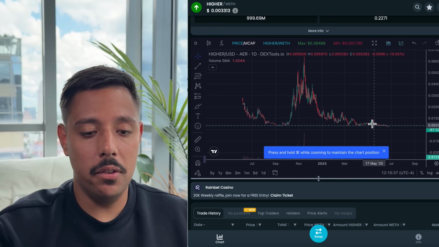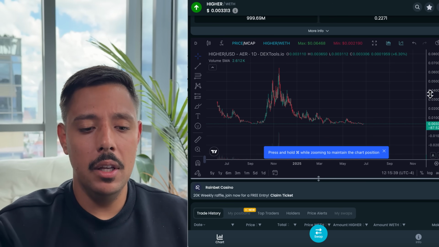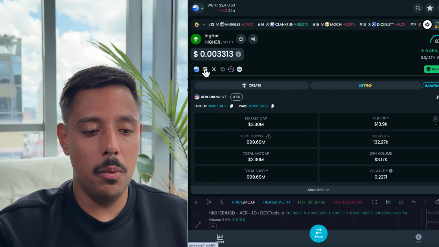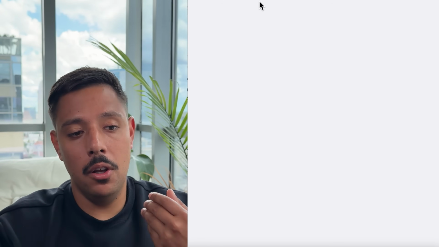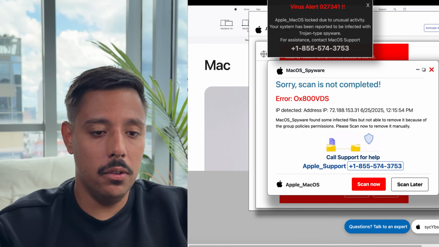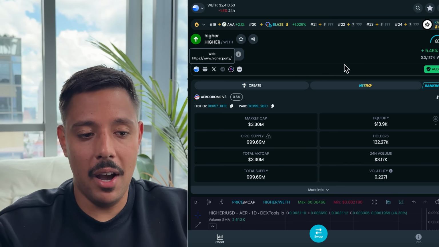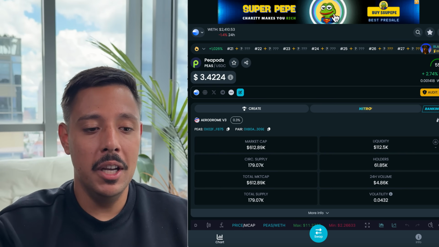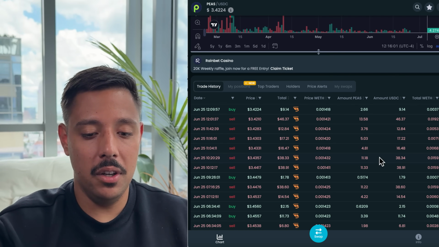So as you can see right here, this is higher. Looks like a little pump and dump, I'm not going to lie to you. The price doesn't look too good. Let's look at the website. So this is the website, hire.party. I'm going to let it load. And while it's loading, look, that virus. You see what I'm saying? You guys got to be careful. You know, high risk, high reward. Let's go to the next one.